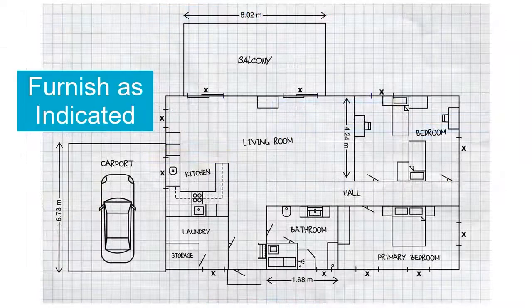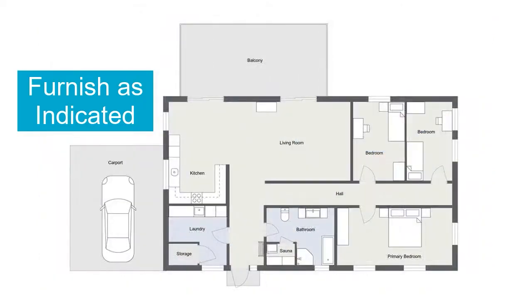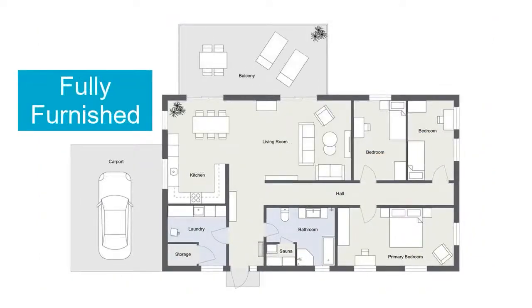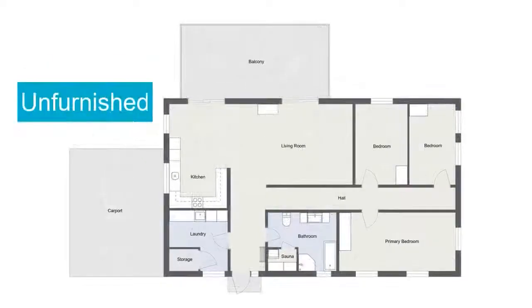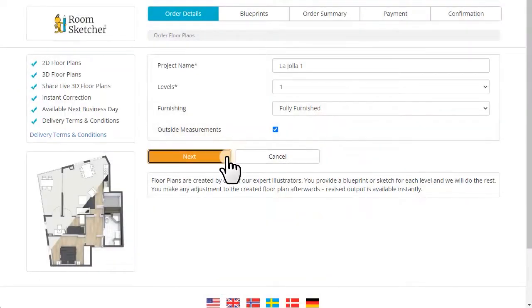Where furnish is indicated means you would like to include the furniture you have on your sketch or blueprint. Fully furnished means that the illustrators furnish the project using typical furniture for the room types on the blueprint. And for unfurnished, you will get doors, windows, stairs, plus fixed installations like kitchen and bathroom fixtures when they're indicated on the blueprint. Then click Next.